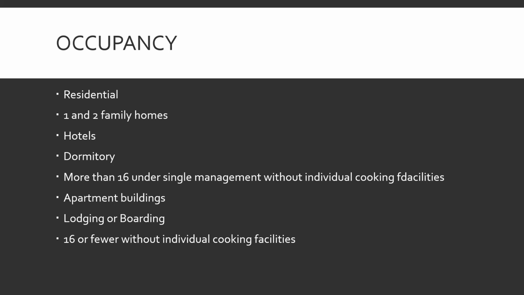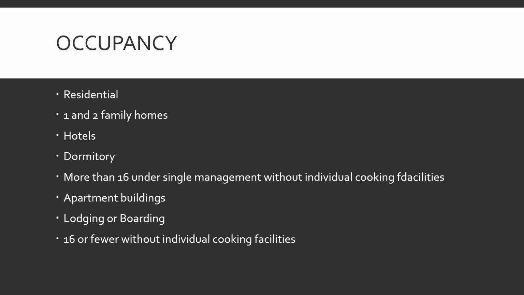But for dormitories, they're more than 16 people in a building under a single management without individual cooking facilities. This is your dormitory where each room has a bed, a desk, workspace, but to cook there's common areas with kitchens, that sort of thing, showering facilities, so on and so forth.